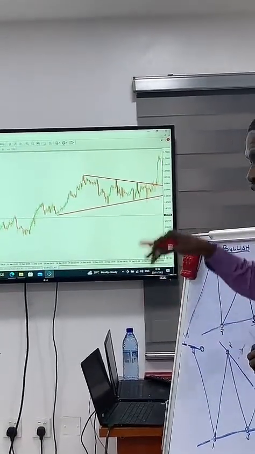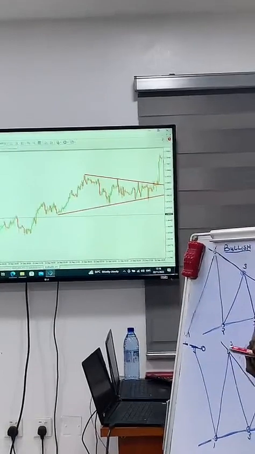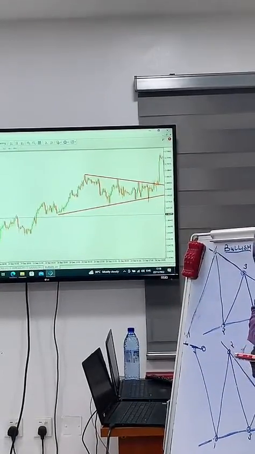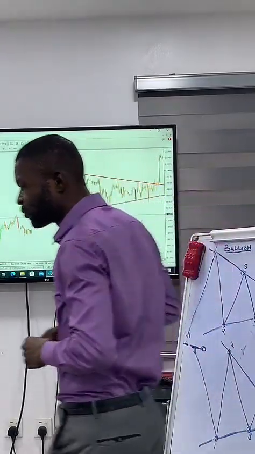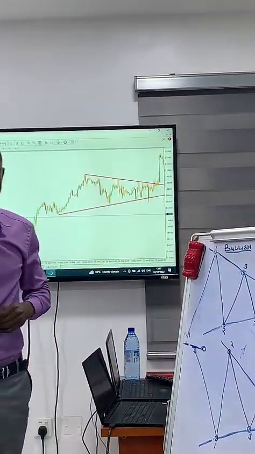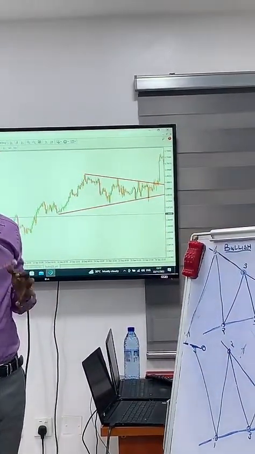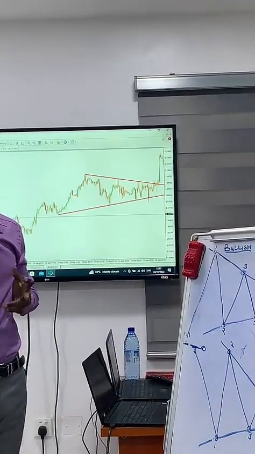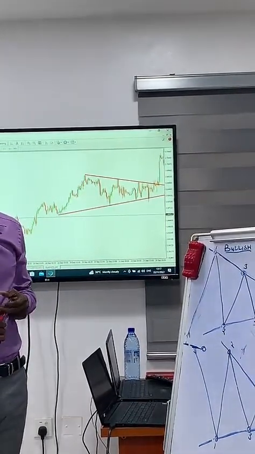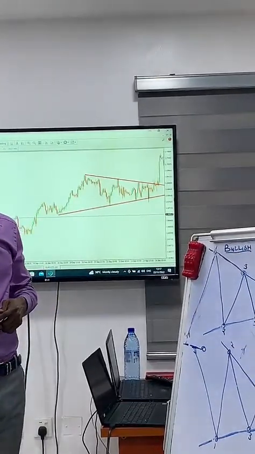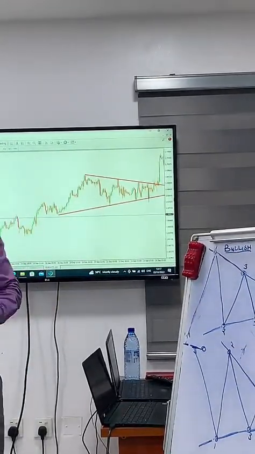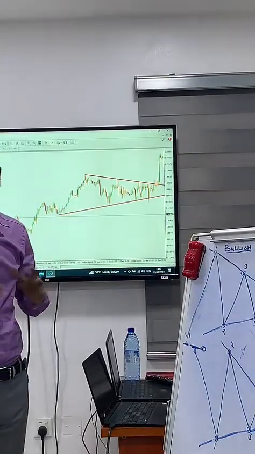I want to introduce a particular strategy now. Ascending triangle. Yes, it's a continuation pattern. Ascending triangle is a continuation pattern. Descending triangle is also a continuation pattern. Symmetrical triangle, continuation pattern. I'm using the 1 hour time frame.